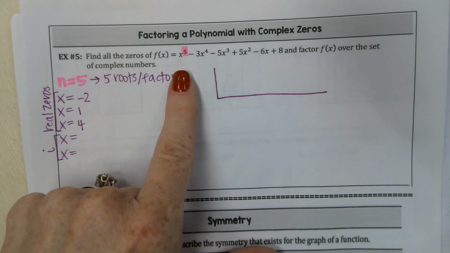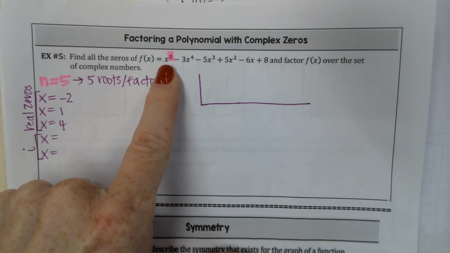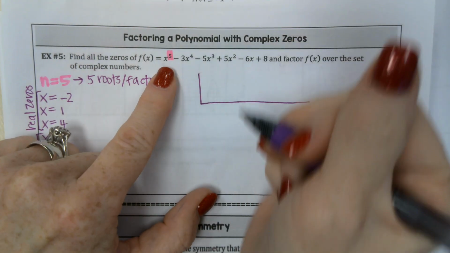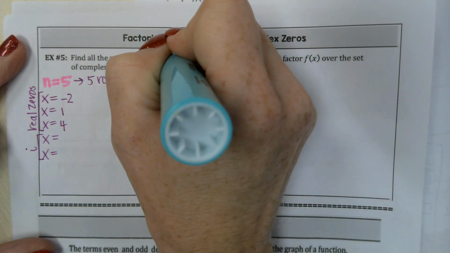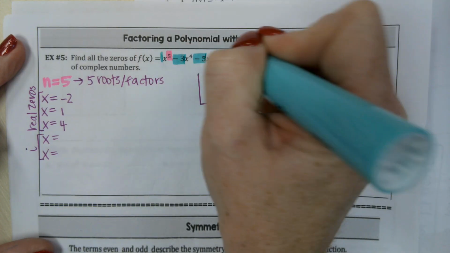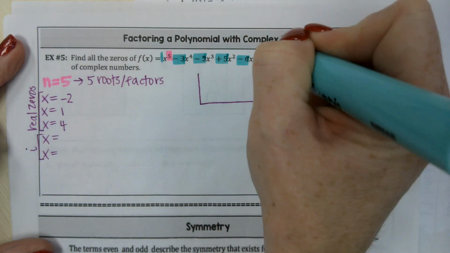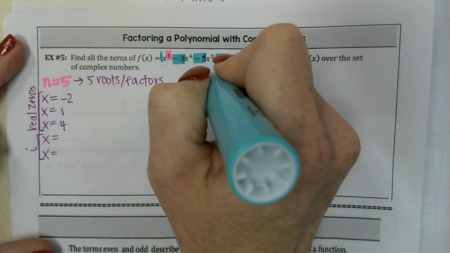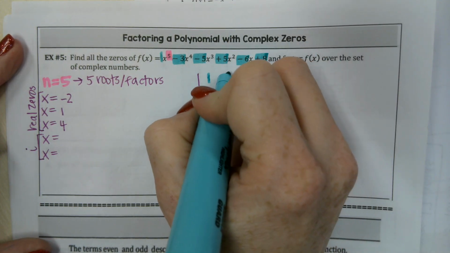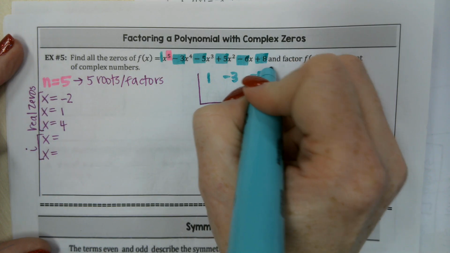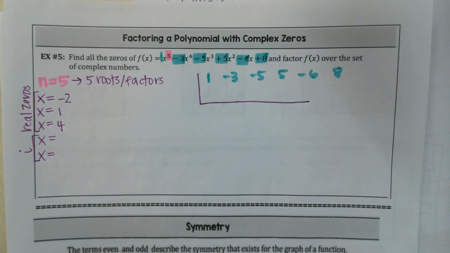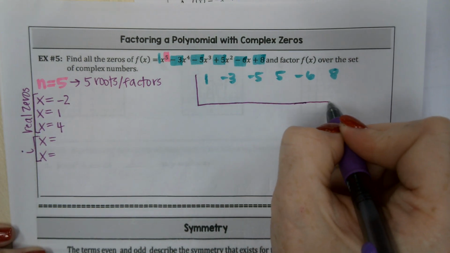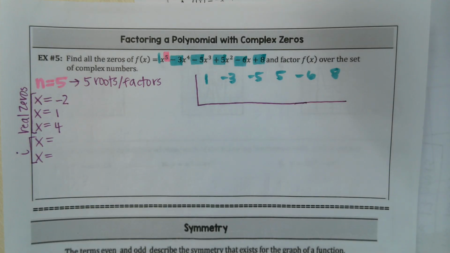Now, my powers decrease from left to right. So I'm going to take the coefficients. The coefficients here are 1, -3, -5, +5, -6, and 8. I'm going to write those down inside my synthetic division setup. These are the coefficients for my original quintic polynomial.